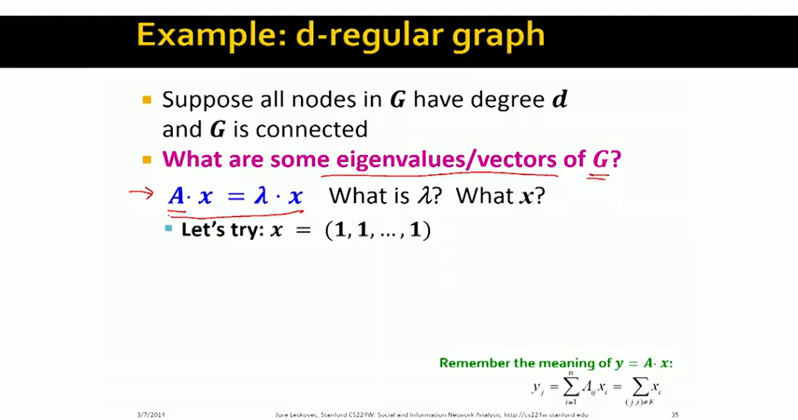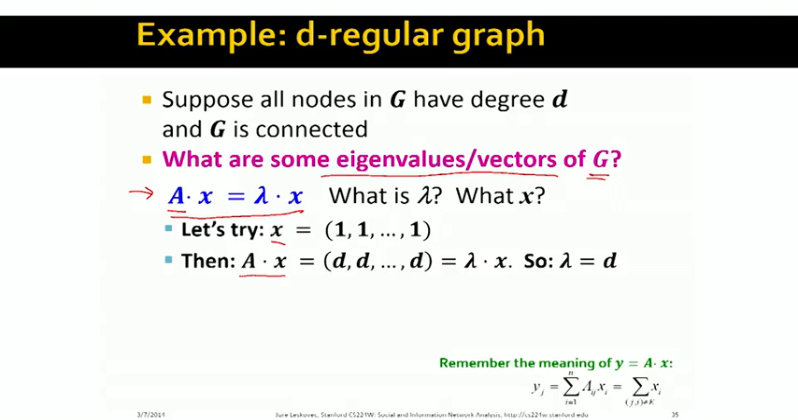So let's, for example, try X equals all ones. Let's try out whether a vector of all ones is an eigenvector of our adjacency matrix. What is A times X? We already know that A times X is simply, for every node, they ask, what are the labels of my neighbors, and they sum up these labels. Since in our d-regular graph every node has exactly d neighbors, and all the neighbors have labels of 1, after every node sums the values of its neighbors, the value of that given node is d. So A times X equals a vector where all entries have value d.